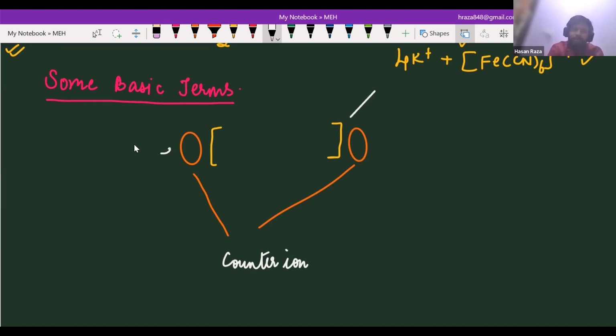Always remember, if it comes before the bracket, that is a positive counter ion. So if on the square bracket there is a negative charge, this positive counter ion is put here to neutralize it, and this is your negative counter ion.